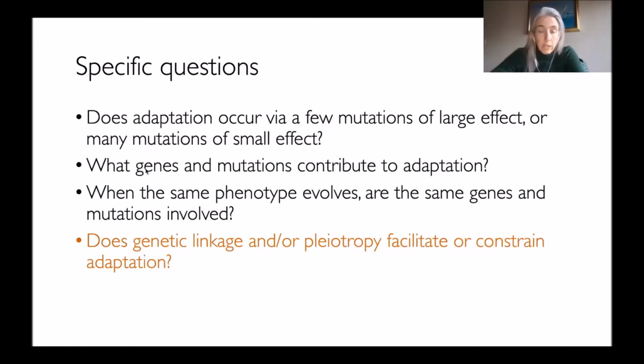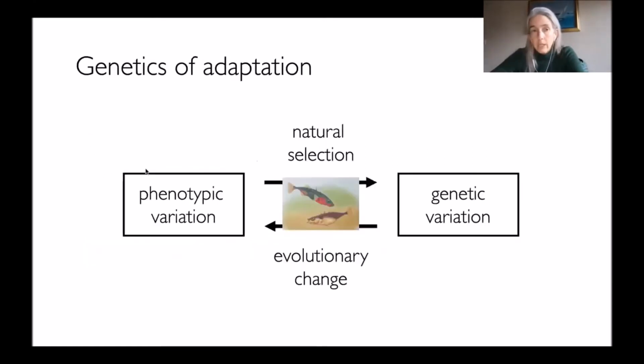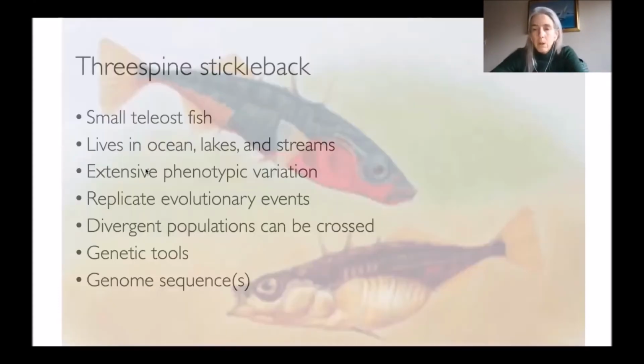So as she mentioned, I answer these questions using the Threespine stickleback as a model system in order to connect genetic and phenotypic variation. Just a brief background on sticklebacks. They are a small teleost fish. They live in very diverse habitats, in both the ocean, some marine habitats, and then in freshwater lakes and streams. We see really extensive phenotypic variation both between marine and freshwater environments, and also among freshwater environments as well.